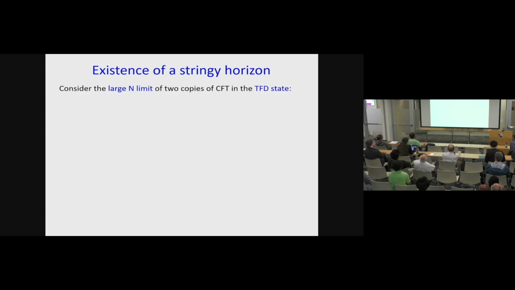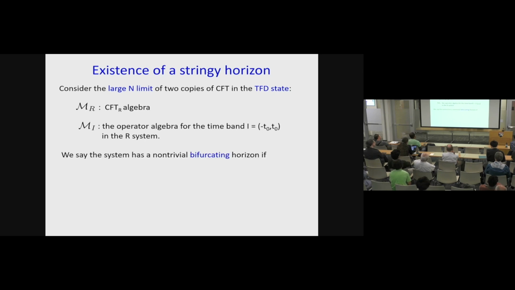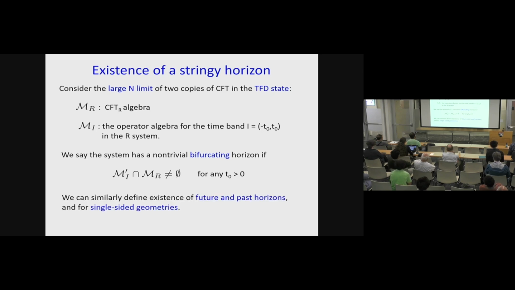So we can say, now consider the Lagrangian limit of 2 copies of CFT in the thermofield double state. And now we consider the right algebra. And now let's consider the operator algebra for the time band. And then we say the system has a non-trivial bifurcating horizon if the intersection of the commutant with the right algebra is non-empty for any T0, for any size of the time band. Okay. And you can also generalize this idea. Here I talk about the bifurcating horizon for a simple eternal Schwarzschild black hole. You can also define it for the future and past horizons, and for single-sided black holes that come from gravitational collapse. Okay, so the idea is similar. This can never happen if you don't have a horizon in some other type of geometry. Yeah.